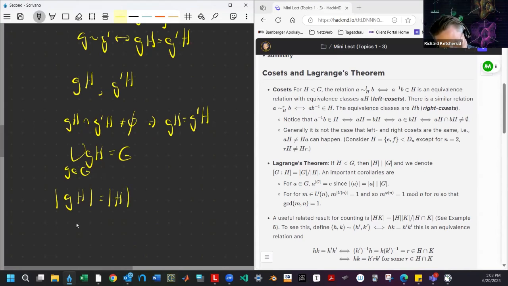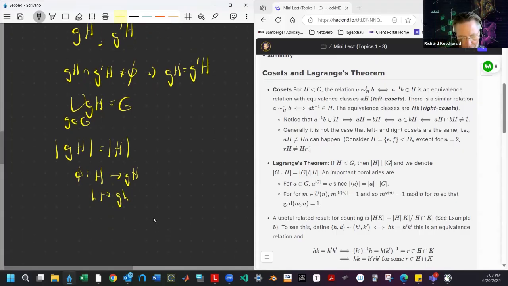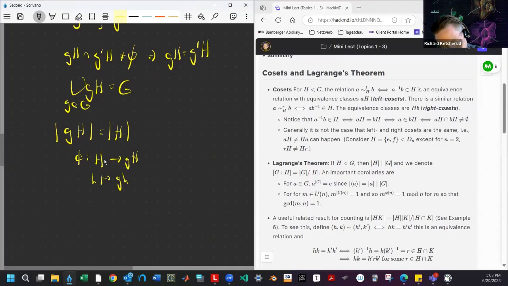We'll just look at this map, phi, which goes from H to gH, and it's going to be the obvious thing. h gets mapped to gh. Clearly it's onto, just by definition of what gH is. And if gh equals gh', then I can multiply both sides by g inverse, and I get h equals h'. So it's one-to-one. So these two sets are the same size. So all the sets are the same size.